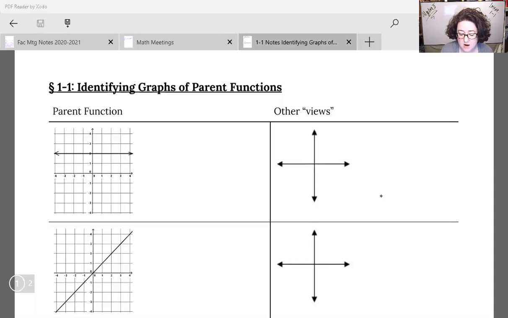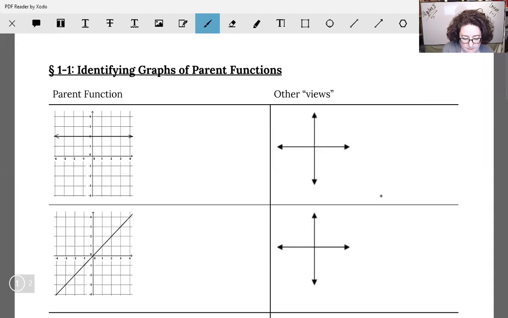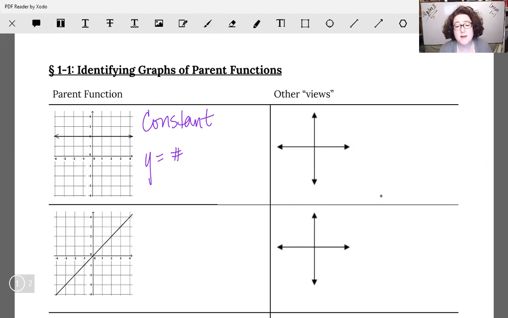This is actually our constant function. And this function specifically is actually the equation y equals 2. But in general, our constants are always going to be y equals a number, and they're always going to be a horizontal line. Now, our other views that we could use for this, we can put this line anywhere we want. It could be further up, it could be down below the x-axis, but it's always going to be this horizontal line. Now, the important thing to remember is the horizontal line is the function.